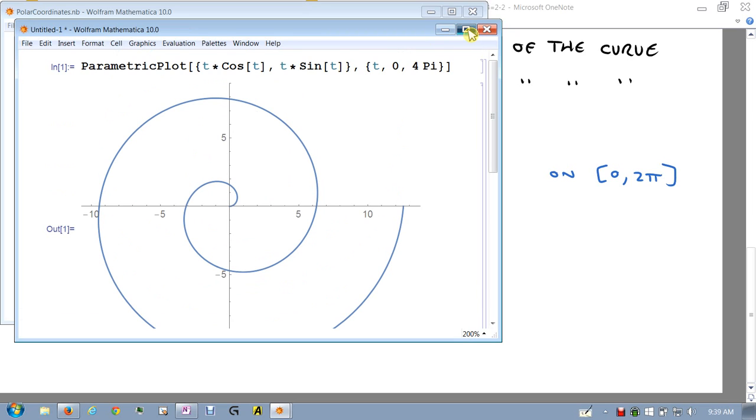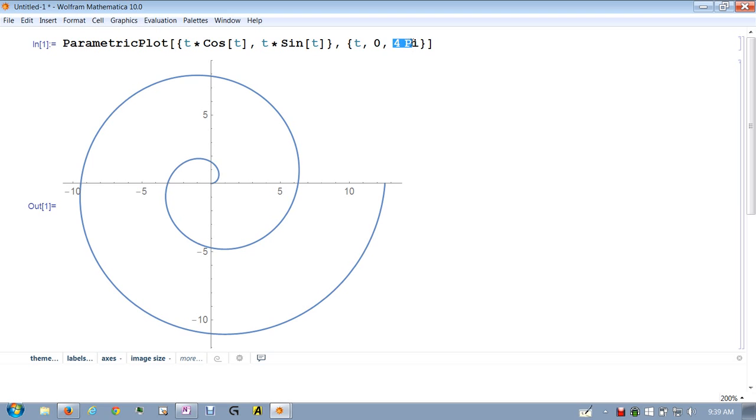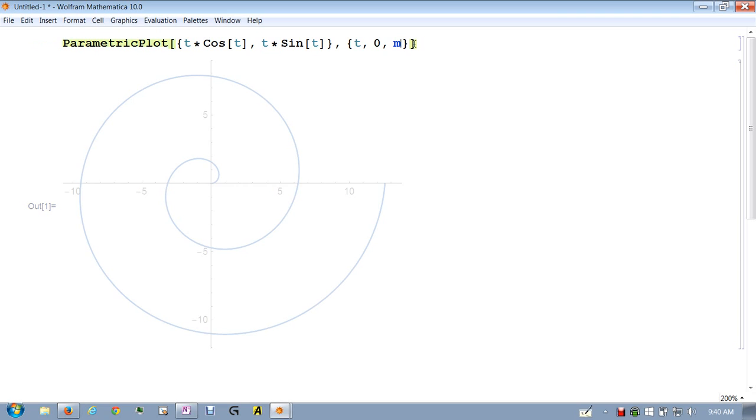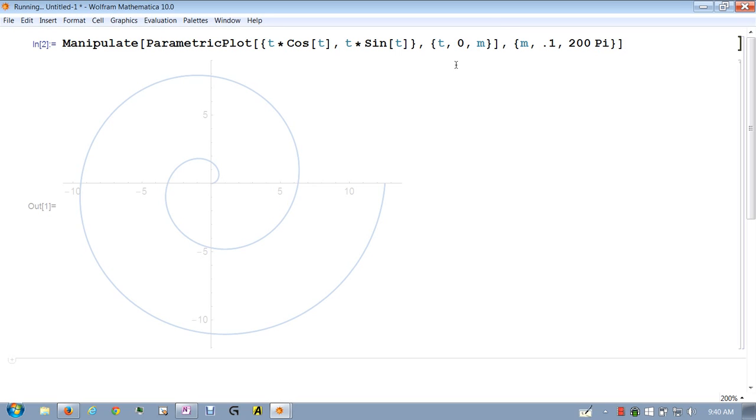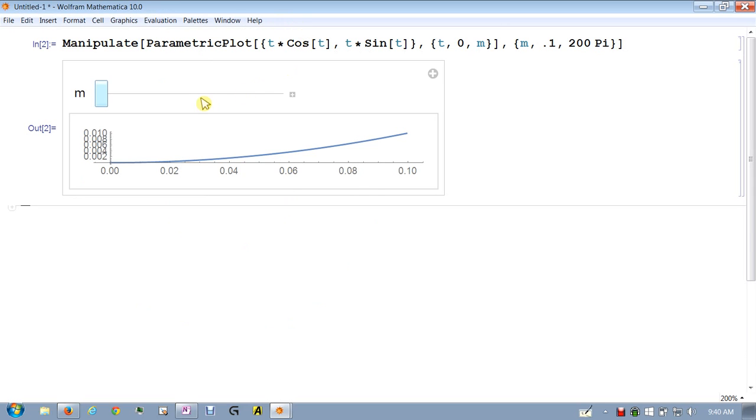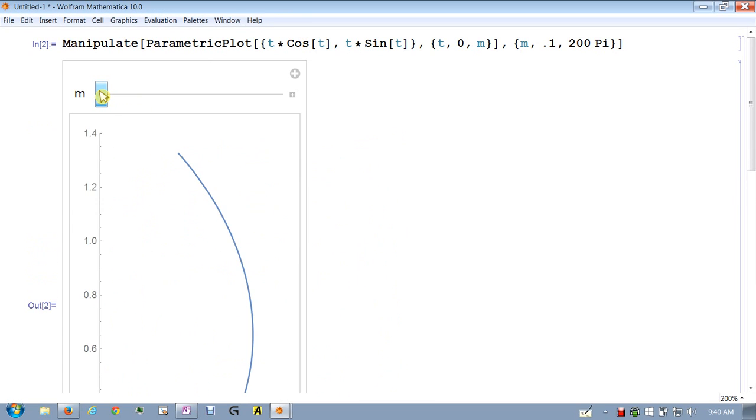And what's really cool about this program is I can say, all right, let me control this. I'm going to call this m. Then I can use this function called Manipulate, and I can control my m here. I'll make it from 0.1 to 200 pi. There we go. So as I control, oh, that's a little too much.